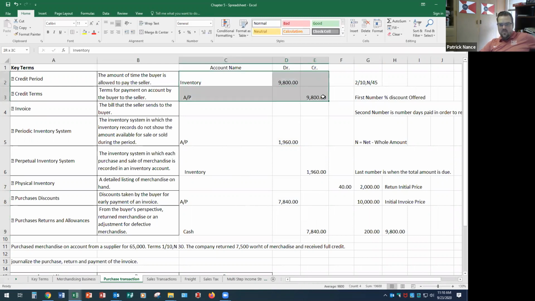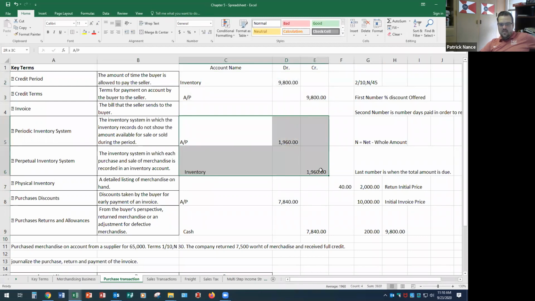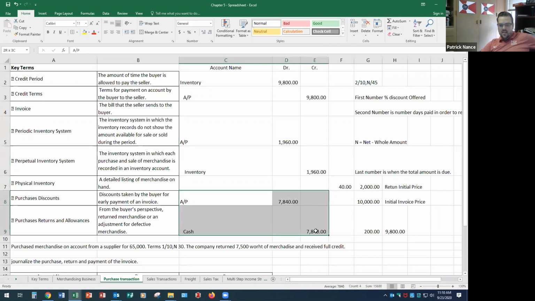So this is the initial purchase, and this is a purchase transaction where the buyer, not the seller. This is the return of inventory, $2,000 as far as the invoice price goes, but I have to take the discount out. And this is the payment of that invoice when it is due. In this case, it's 45 days. So actually, no, 10 days because I took the discount. So this would be paid within 10 days.